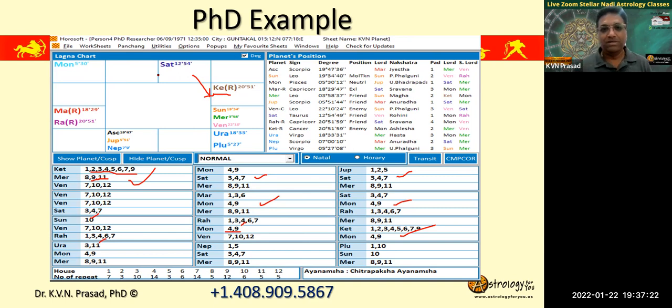See, Saturn is sitting in Moon's nakshatra, and Moon is sitting in Saturn's nakshatra. So with the ninth lord, is there a connection with Saturn? Correct. Saturn has to be connected to the ninth house and the ninth lord. Without that, an official PhD will not come.